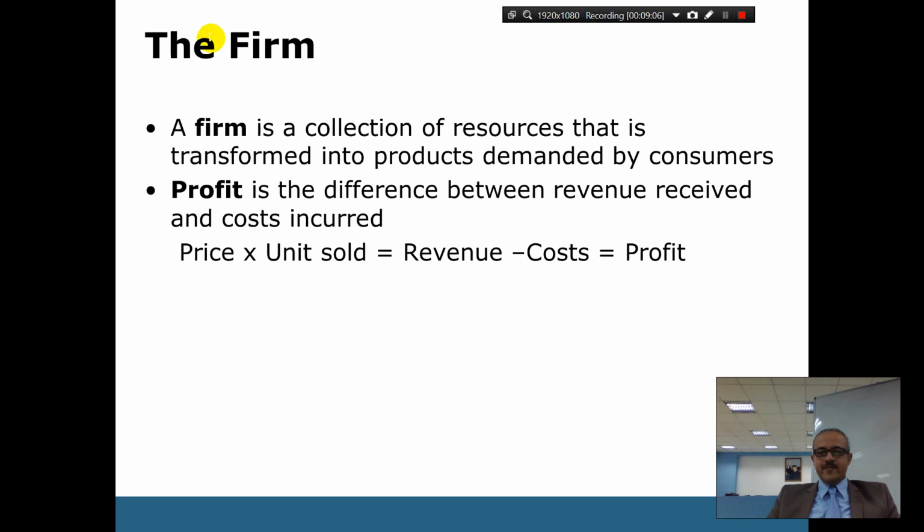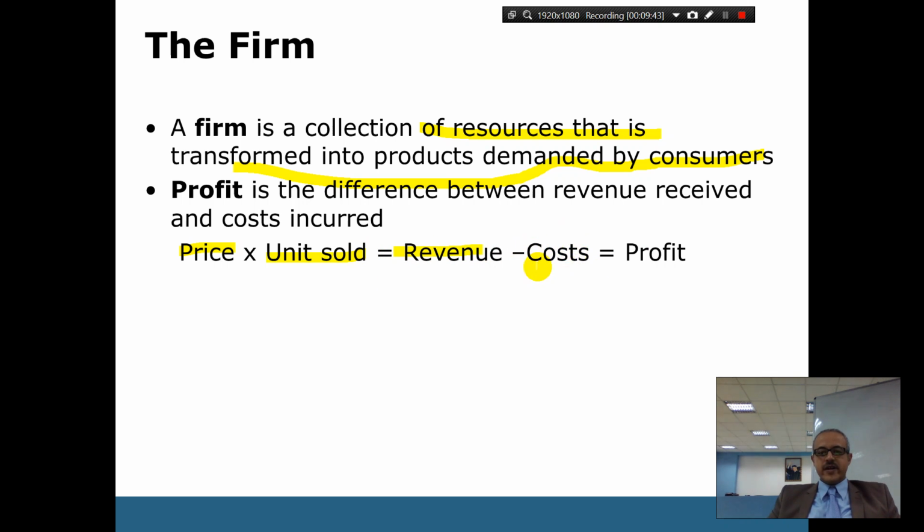So we've got here the firm, collection of resources that is transferred into a product demanded by consumers. So any firm, you will take resources, you make products. You guys remember you have a land, you have water, labor, you got some seeds, you have some contractors or machinery, and then you can grow tomatoes. Profit is the difference between revenues received and costs. This makes sense, right? And you take the price, you multiply it by how many units. So if you produce 1,000 kilos, every kilo is for 1,000 riyal. Here you get your revenues.